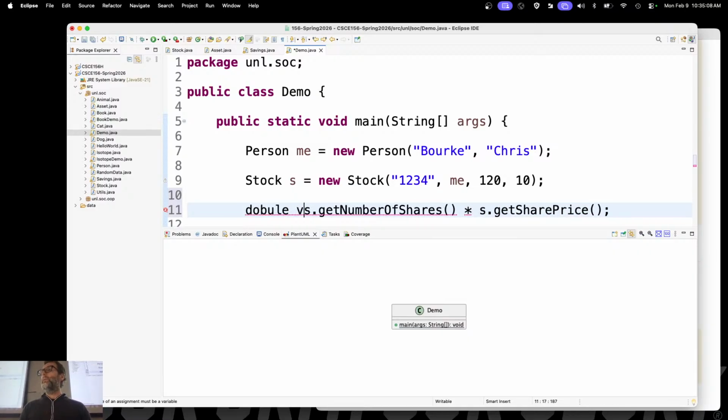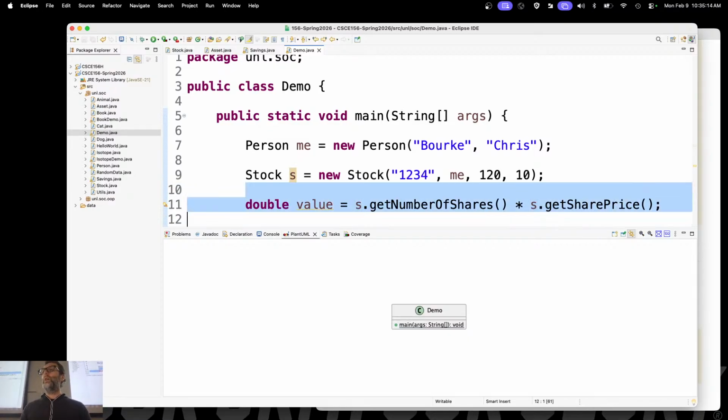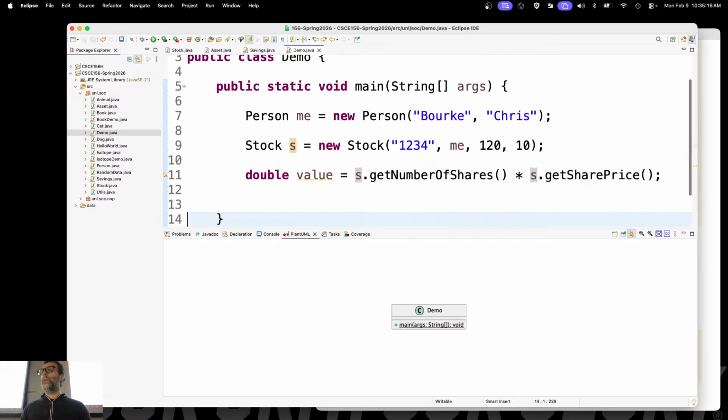So double value is equal to that, right? Now, this is not the way you do it. We'll come back and fix that in a second here. But I can use those getters now.